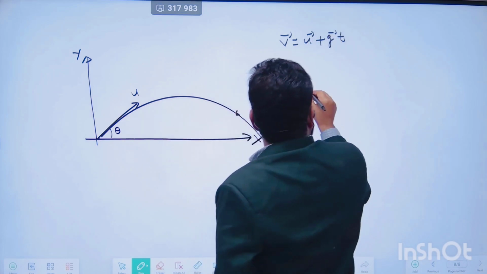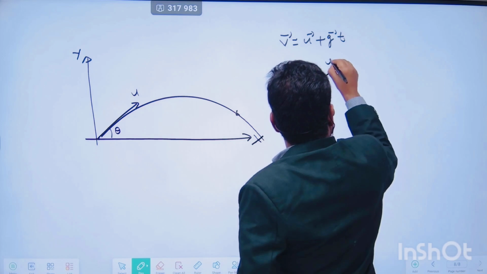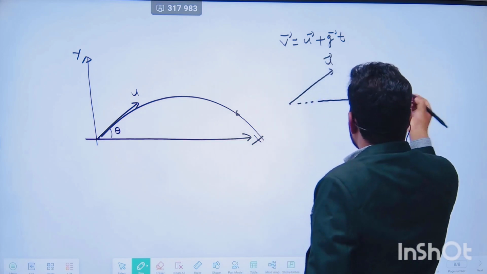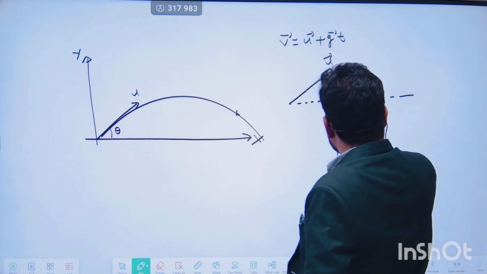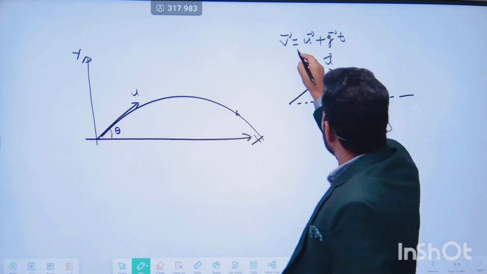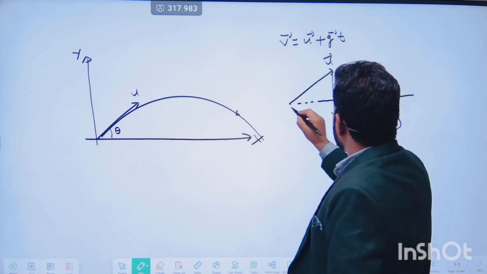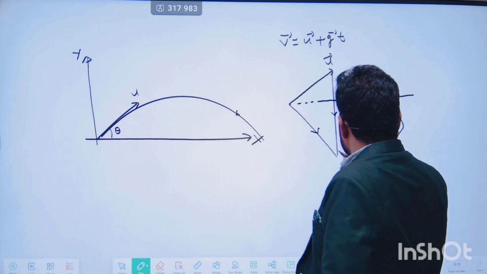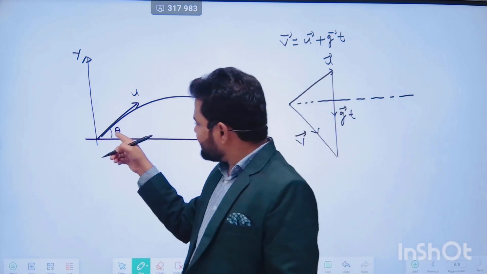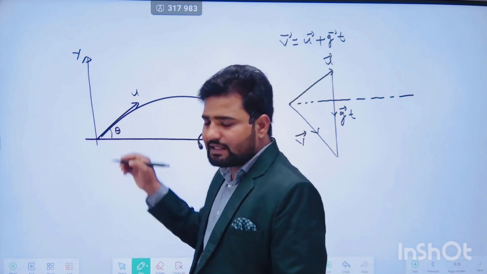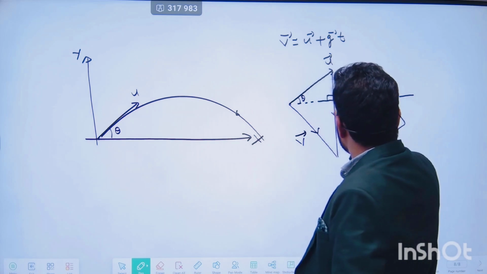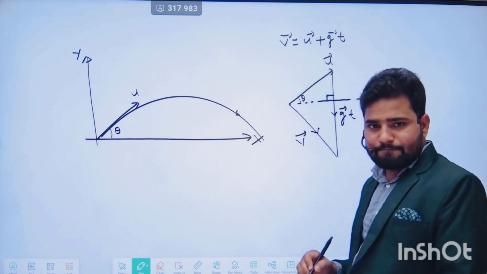Here we know that this is your velocity u, the initial velocity vector. This is your horizontal line, and this is your g t vector, vector g into t. The resultant of these two is the final velocity. Here it is given that the projectile is launched at an angle of theta. So if this is theta, and this is horizontal and vertical, this angle is 90 degrees.